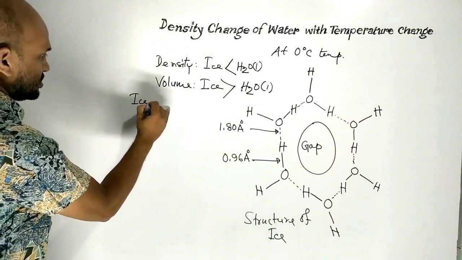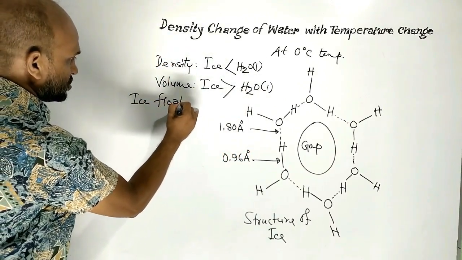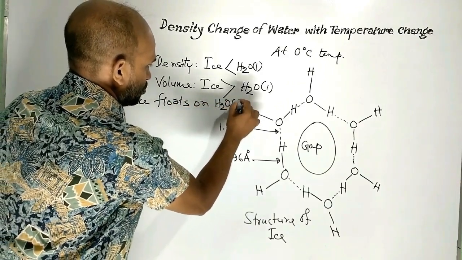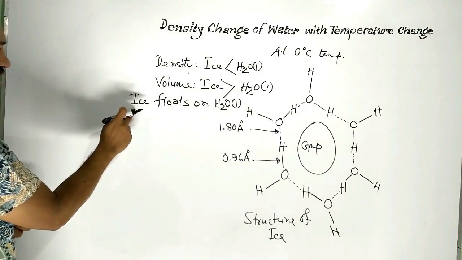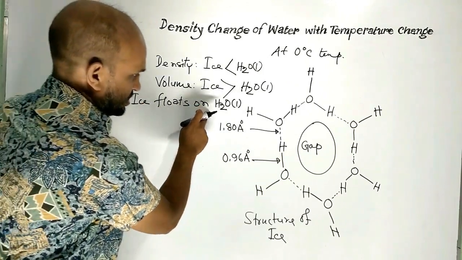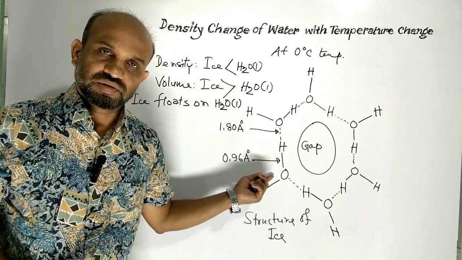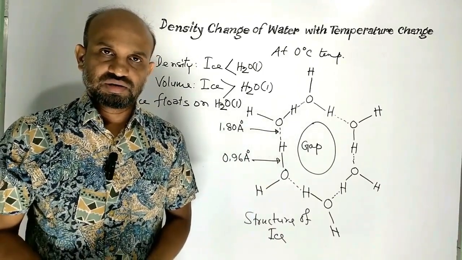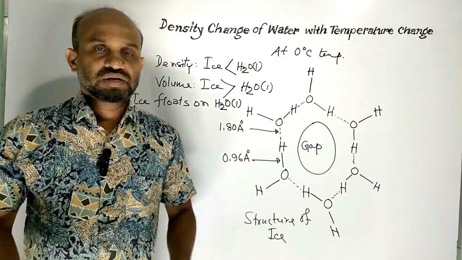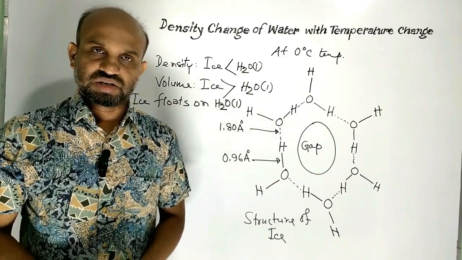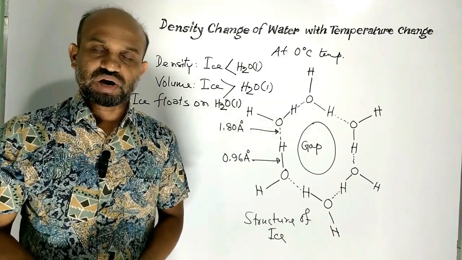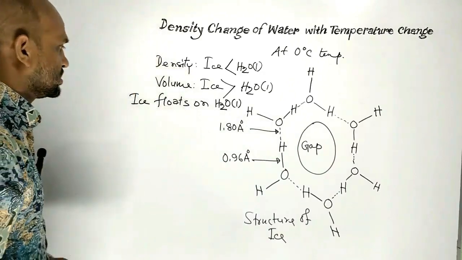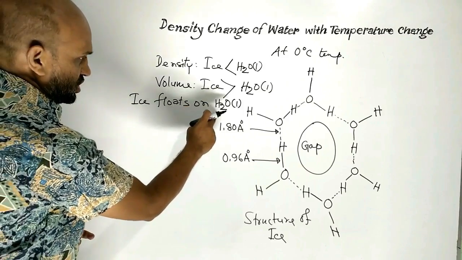Ice floats on water. So why does ice float on water? The reason is big gaps are present in the ice structure, and as a result density of ice is decreased and volume of ice is increased. Due to these two reasons, ice floats on water.